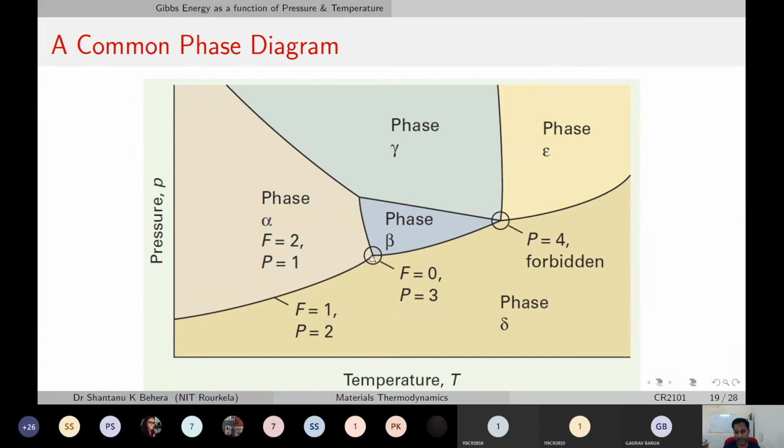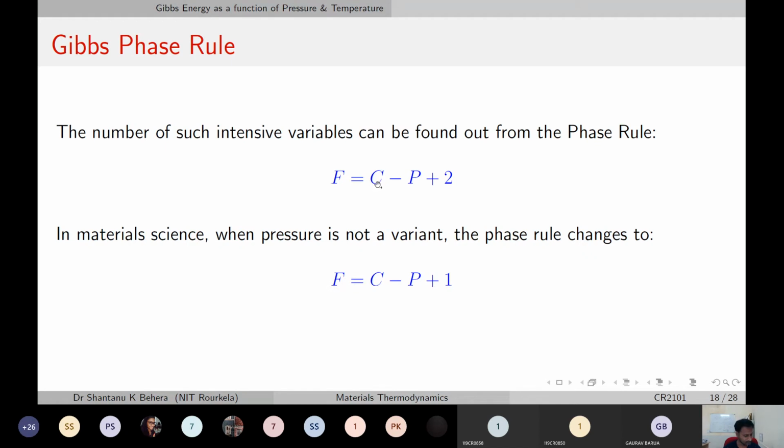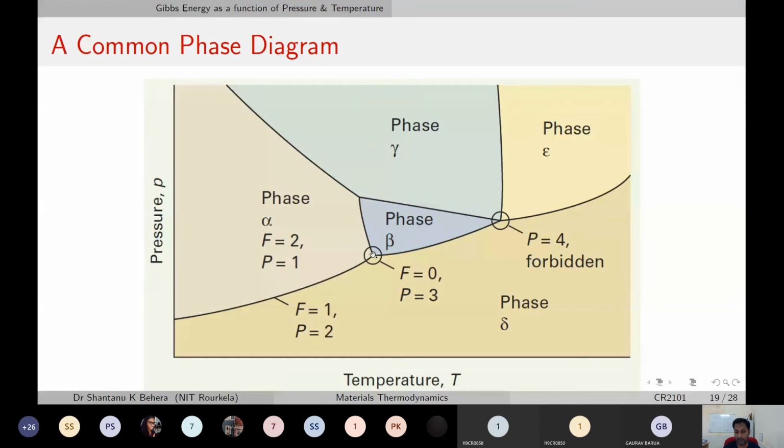So exactly at this point, the number of phases in equilibrium is P equal to 3. And how many chemical components do we have? It's the same one, a single-component system. So if you apply this principle, C is 1, minus the number of phases, which is 3, plus 2. That is 3 minus 3, that is 0. That means at this point you have no freedom. You have no freedom of what? You have no freedom of changing either the pressure or the temperature or any thermodynamic variable.